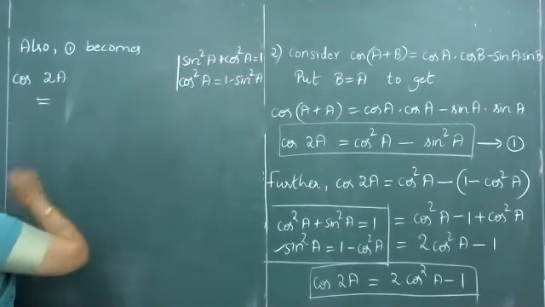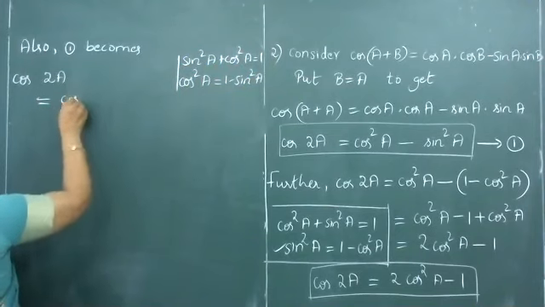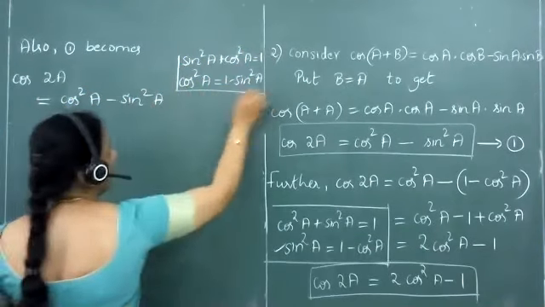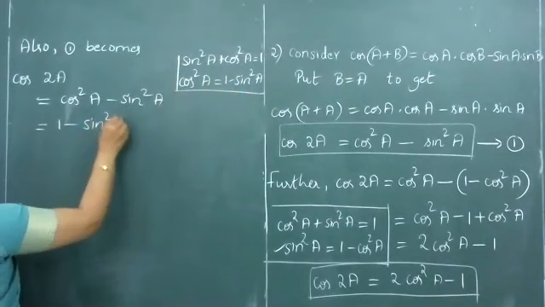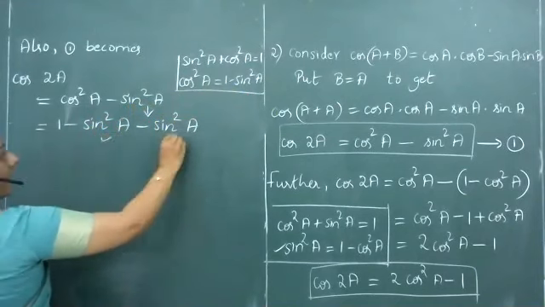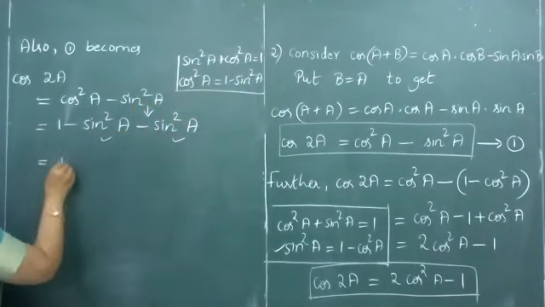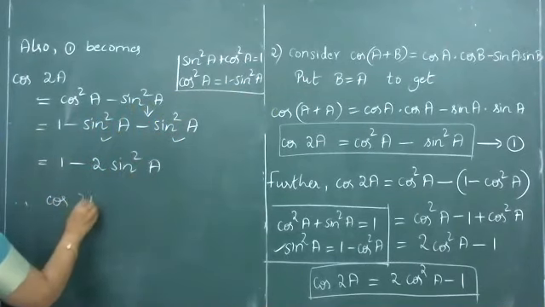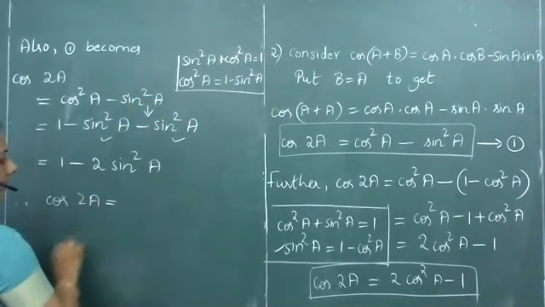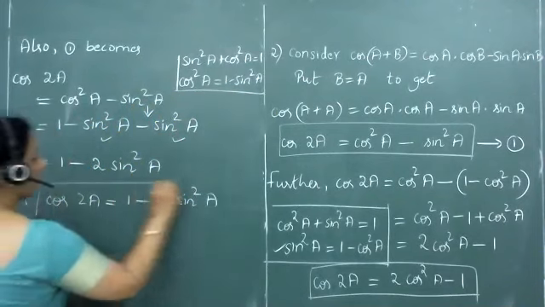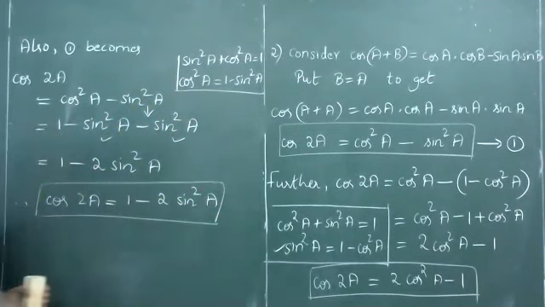So cos 2a will now come as equal to formula. Actual formula is cos squared a minus sin squared a. Cos squared a will be replaced as 1 minus sin squared a. This term we retain as it is. Minus sin squared a minus sin squared a, which is going to give us minus 2 sin squared a. And so we have the third formula for cos 2a as equal to 1 minus 2 sin squared a. This is the second multiple angle formula.